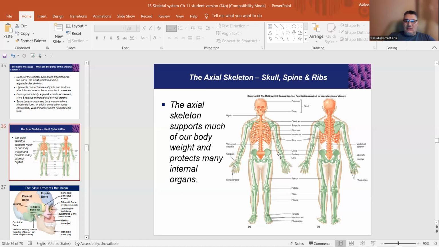Versus the green. The green is what's attached to the axial skeleton. One more time. What's the axial skeleton? Skull, vertebral column, this, and chest cage. What's the chest cage? Ribs plus sternum.